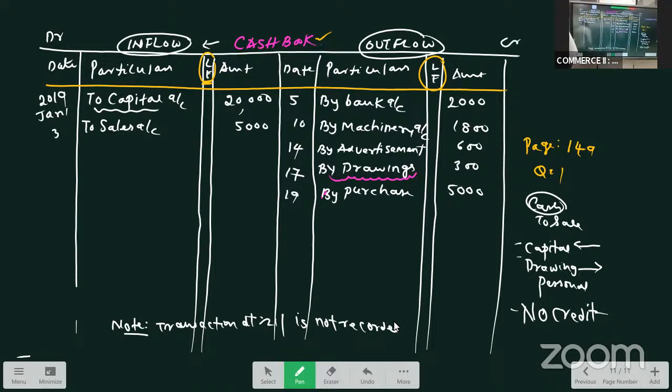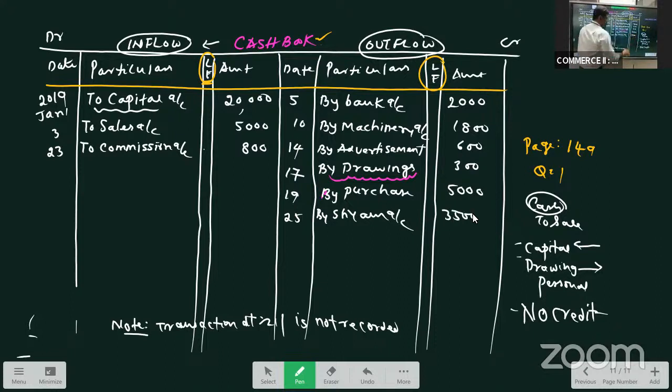Then commission received. The business received commission, so there is a receipt inflow to commission. How much? Commission 800. To commission 800. Then paid to Sham. Paid obviously cash. You might have paid cash to Sham. So it's a payment. Write down by Sham.